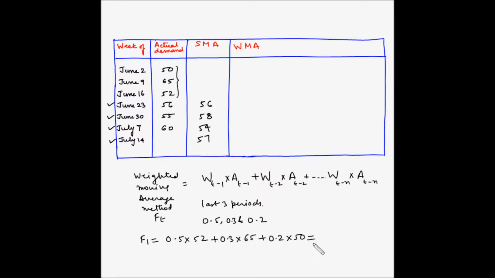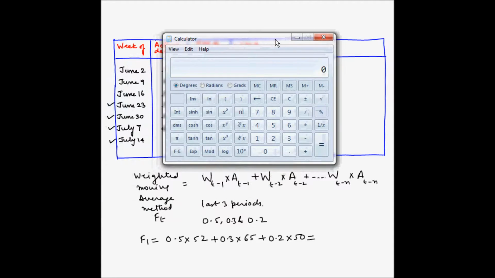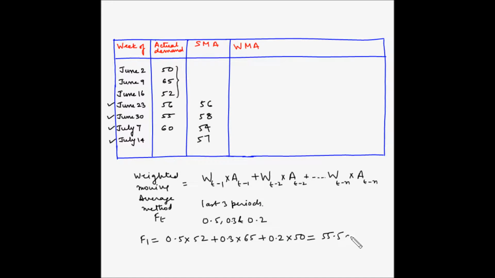So let's find this out. So 0.5 multiplied by 52 plus 0.3 multiplied by 65 plus 0.2 multiplied by 50. So this is equal to 55.5. So 55.5 is the weighted moving average for the week of June 23rd. Let's round this number up, so this becomes 56. So this is 56. Next, let's move to June 30th.